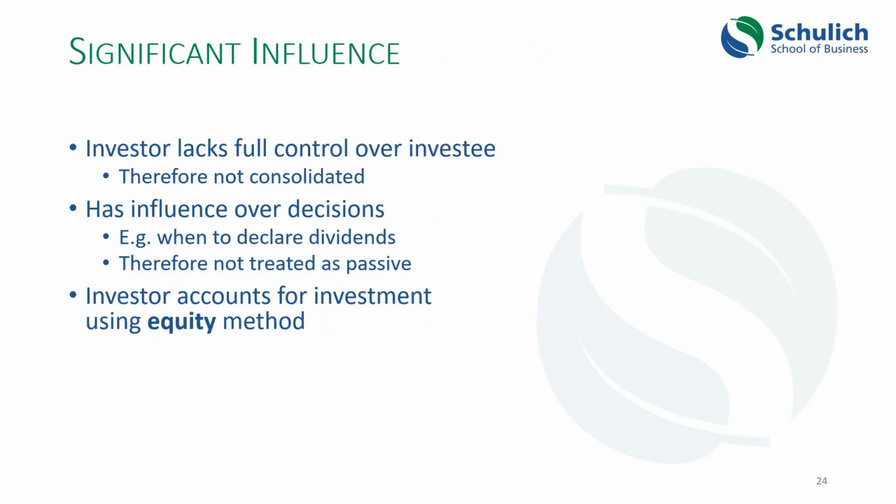So that's a consolidation. We are going to look at an example of that in a little more detail. But let's move to the second scenario where the company has less than 50% stake in the company, but has a significant influence over the investee. So you don't consolidate it because you don't have full control, but you do have influence over those decisions, such as when to declare dividends. And so it's more than just a passive investment. In this case, the investor accounts for the investment using the equity method rather than the consolidation method.